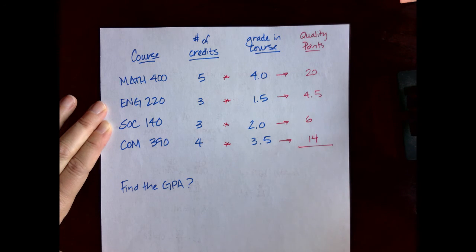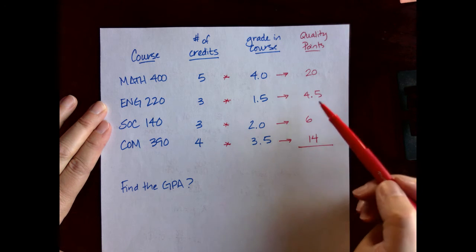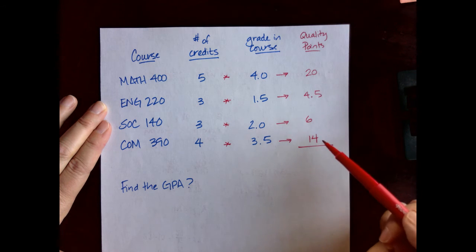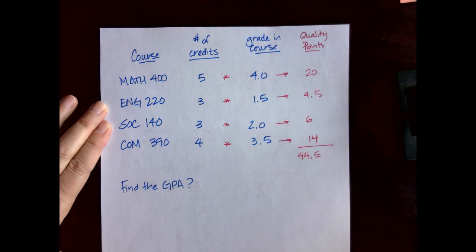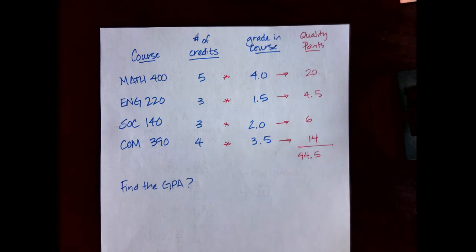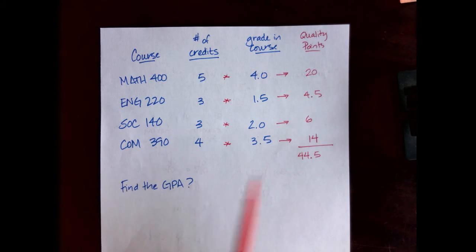After that, we will find the total of their quality points when we add these all together. 20 plus 4.5 plus 6 plus 14 gives us 44.5 quality points overall. 44.5 can't be their GPA. It's way too big. If we now took the quality points and divided by the number of classes they took, we would end up with about 11, and that can't be the GPA either.